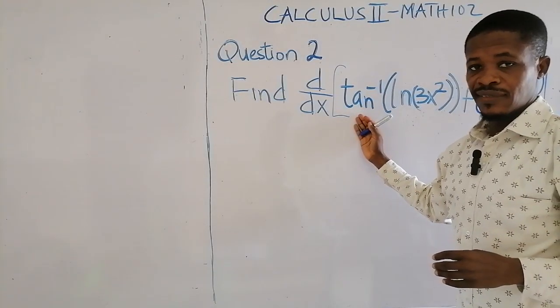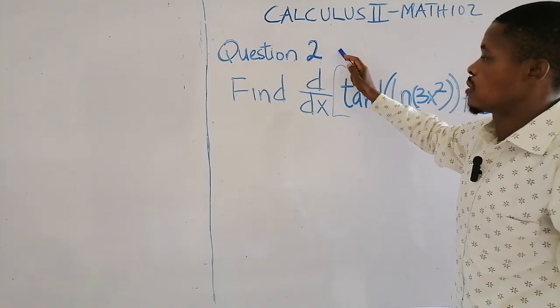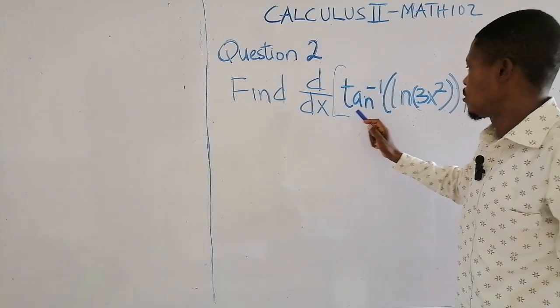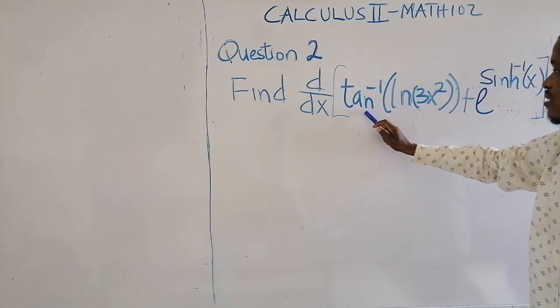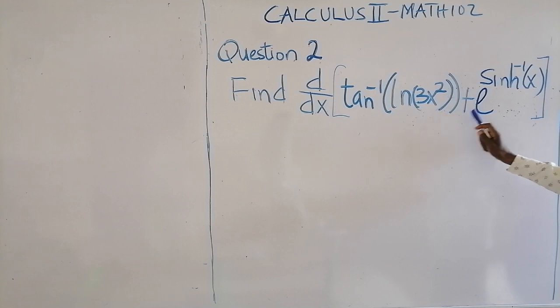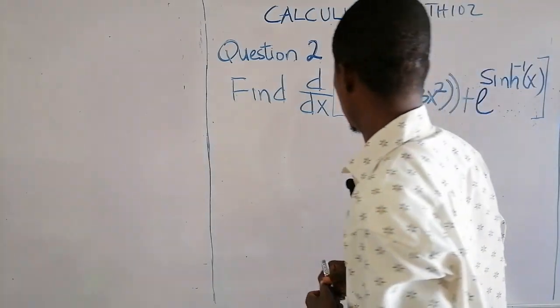We're looking at part 2 of question solving, and we have question 2. Find d/dx of this expression. The first one we have there is arctan of ln 3x squared plus e to the power of this. So let's go straight to the solution to this question.